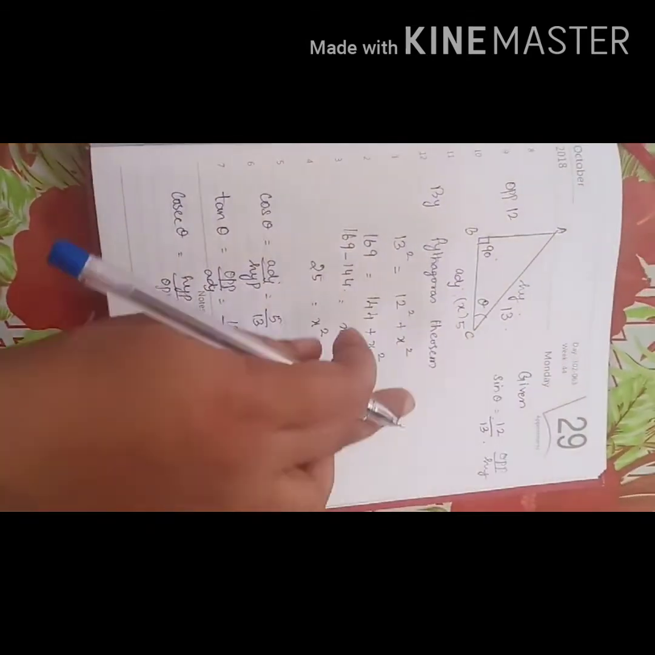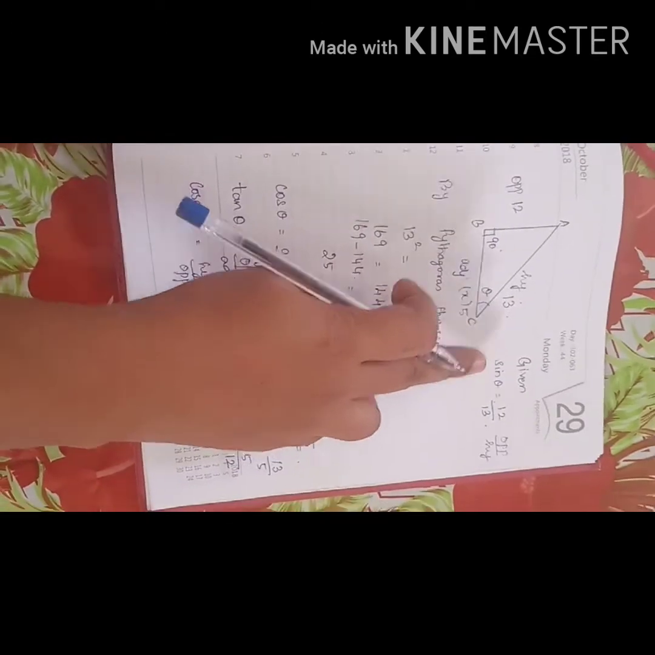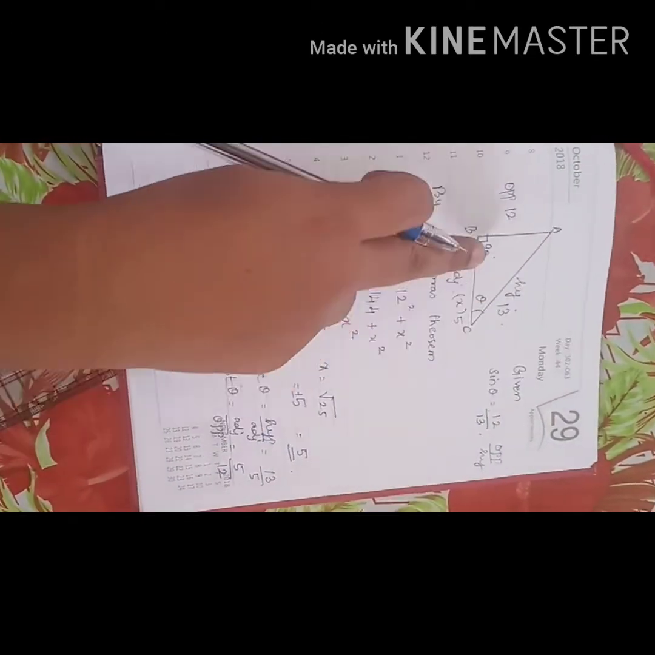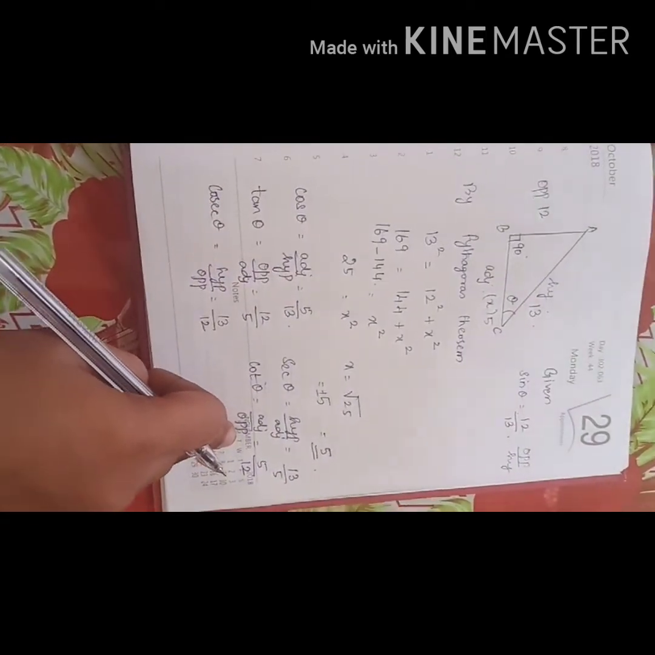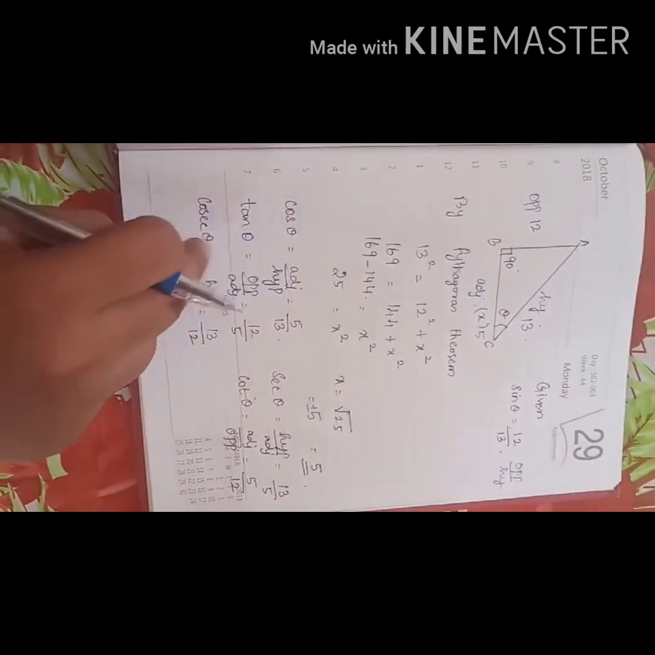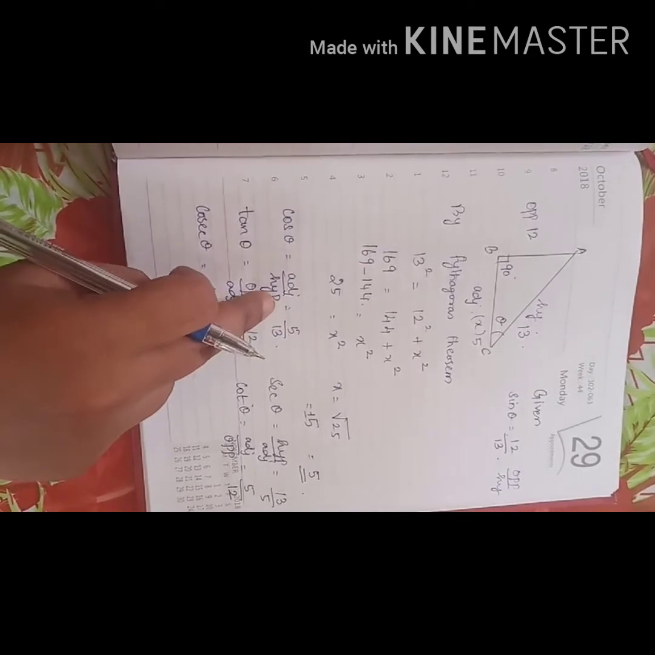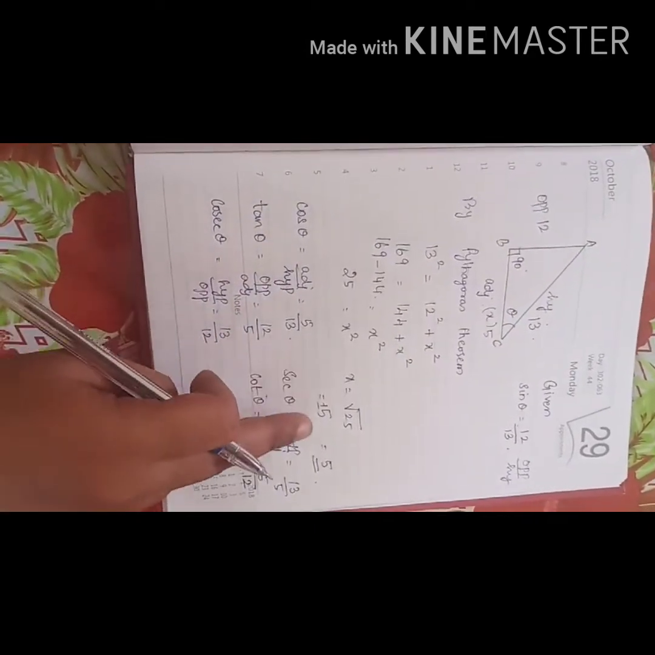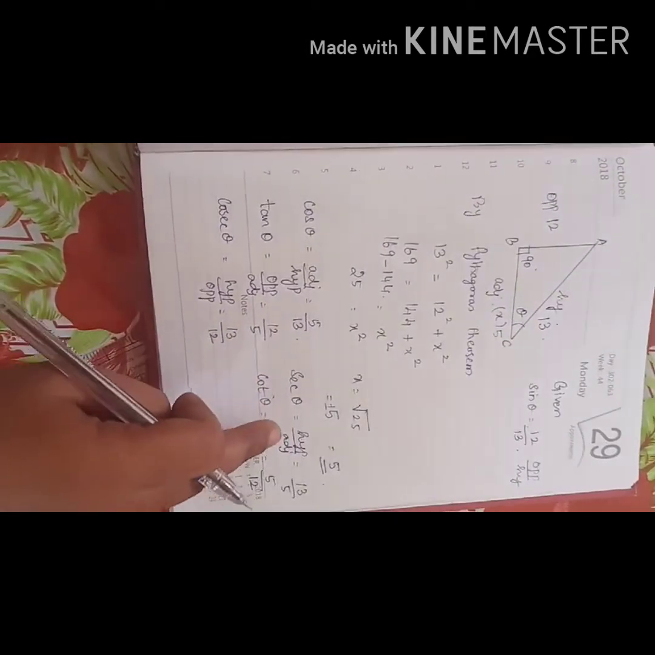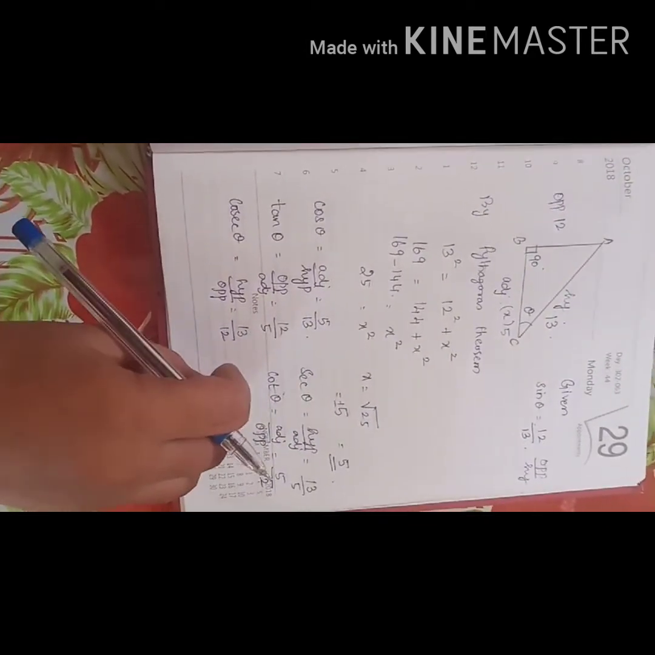So if any one ratio is given, based on the Pythagoras theorem we need to find the other side, and then we can find all the other remaining ratios with the help of the formulas. Cos means adjacent by hypotenuse, tan opposite by adjacent, cosecant hypotenuse by opposite, secant hypotenuse by adjacent, cot adjacent by opposite. I think this video will be useful for you and it is clear.